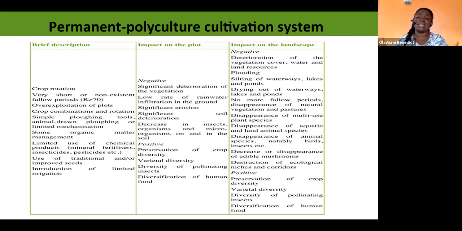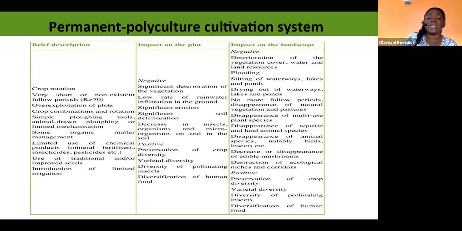The impact on the landscape, the negative impacts are the deterioration of the vegetation cover, water and land resources, yes, starts happening at this stage, because of the introduction of the chemical and the synthetic inputs, and because you start using some form of machinery, mechanization, even though it's not on the high side, but it's still allowed in this type of system.